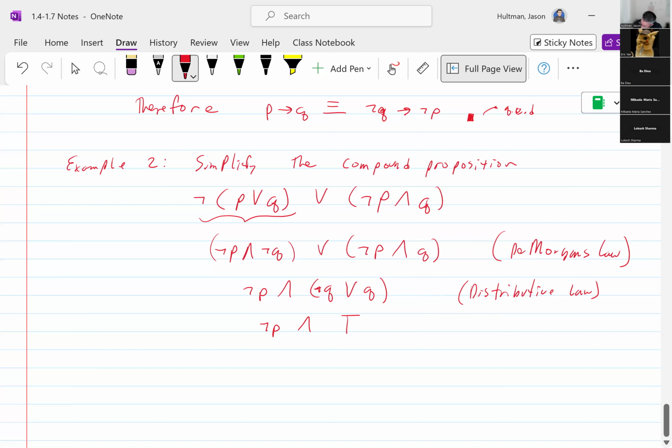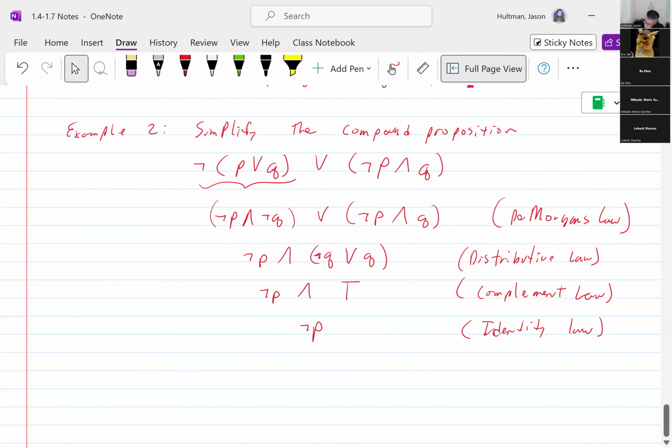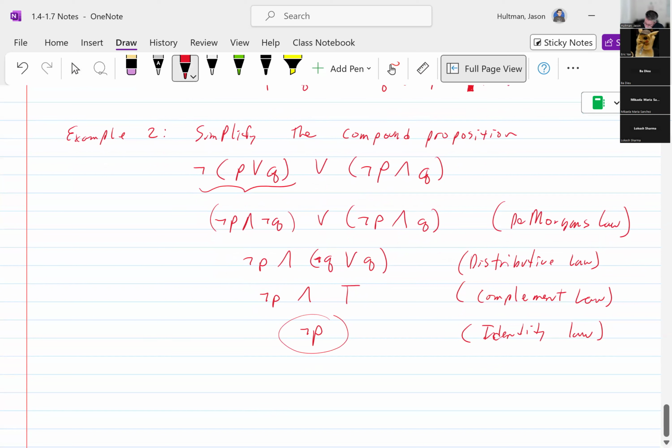This guy is always true due to the complement law, right? A proposition and its complement, when we not something, it's its complement. So that's the complement law. And not P and true is always going to be what? It's always going to be not P, and that's an identity law. So we could say that this thing simplifies to not P.